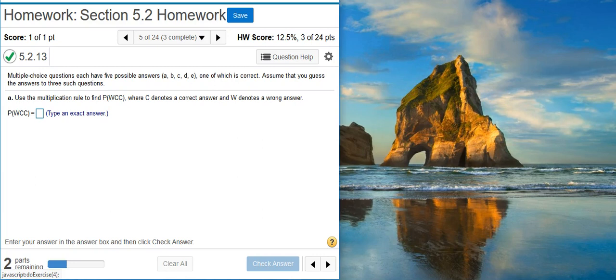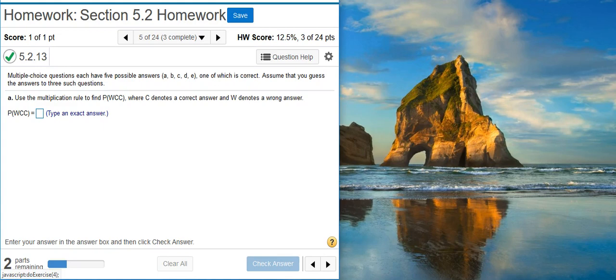Today, we're going to learn how to find probability using the multiplication rule. Here's our problem statement. Multiple choice questions each have 5 possible answers, one of which is correct. Assume that you guess the answers to 3 such questions. Part A says use the multiplication rule to find the probability of WCC, where C denotes a correct answer and W denotes a wrong answer.